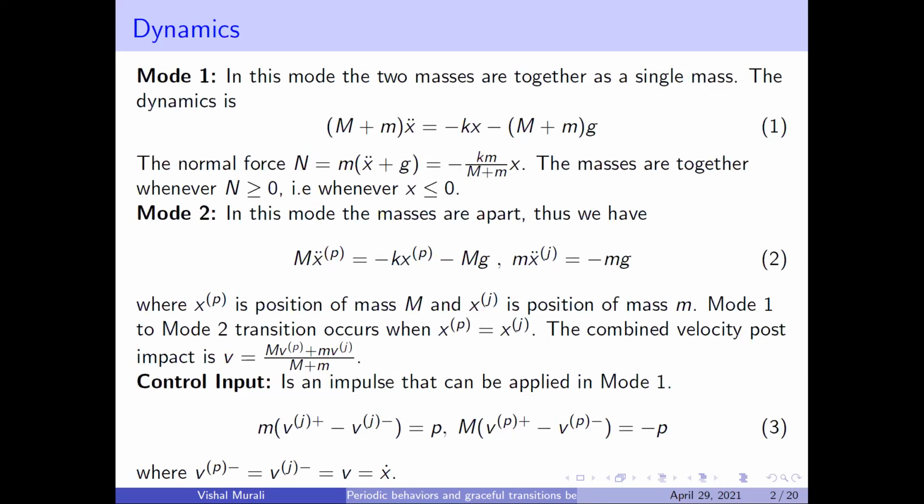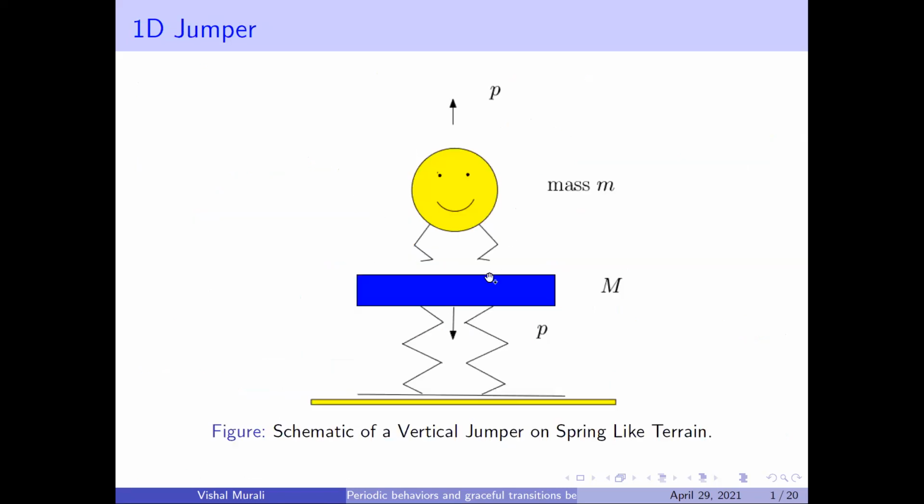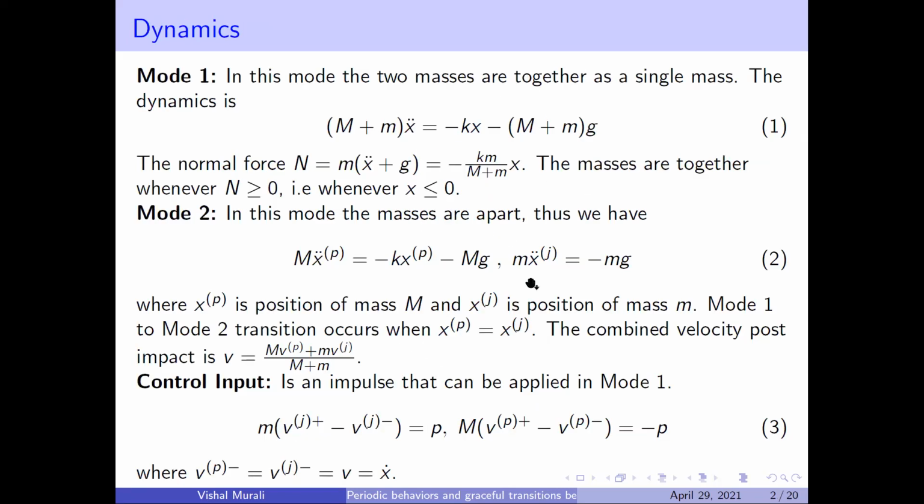So the dynamics are as follows. In mode 1, the two masses are together as a single mass, and the dynamics is just given by Newton's laws as follows. So we can calculate what the acceleration is, and the masses are together whenever the normal force is positive. That is whenever the x position is less than or equal to 0. And in mode 2, which is the flight phase, the masses are apart, and the jumper has ballistic dynamics, and the trampoline has its own independent dynamics. And the combined velocity post impact can be calculated through conservation of momentum.